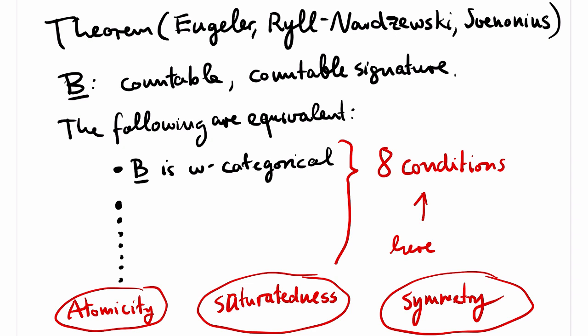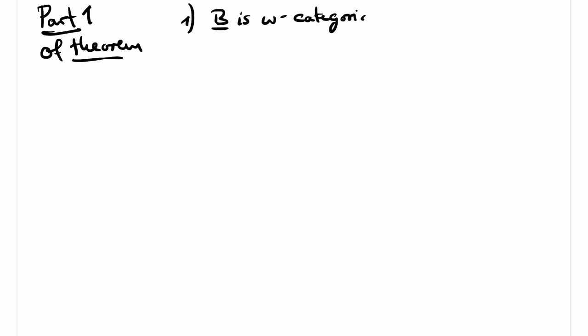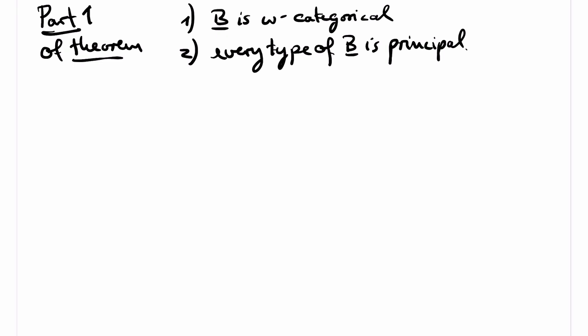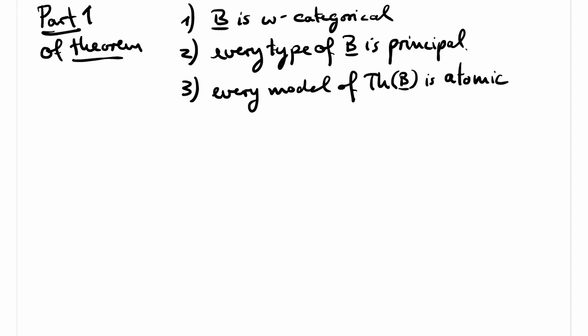We start with the characterizations of countable categoricity based on atomicity and related concepts. Recall that a structure is called atomic if it only realizes principal types, that is, types that are isolated by a single formula. We will prove that a structure B is omega-categorical if and only if every type of B is principal. And this in turn is equivalent to the condition that every model of the first-order theory of B is atomic.